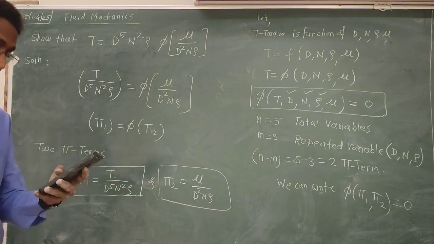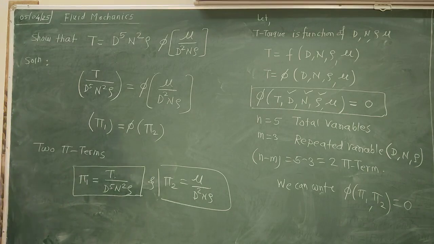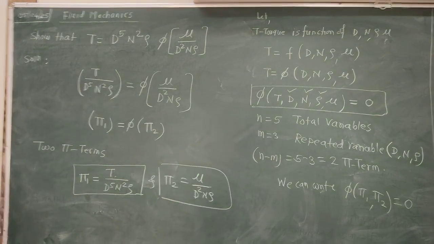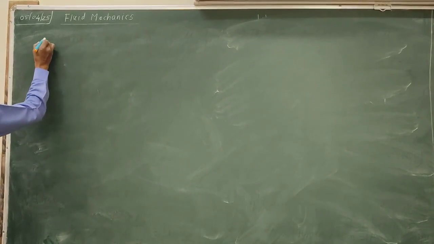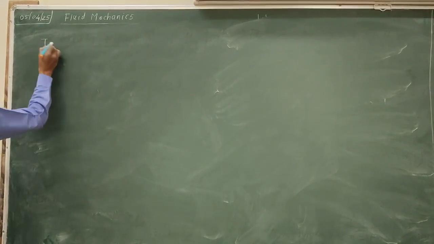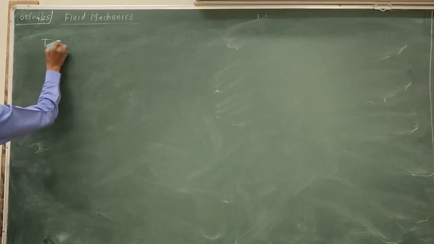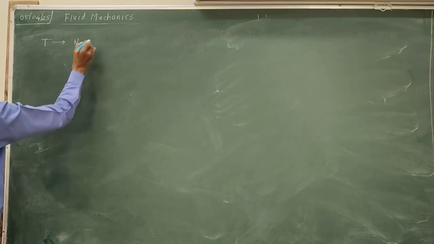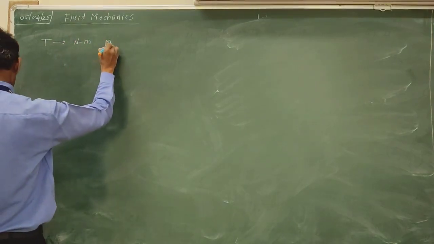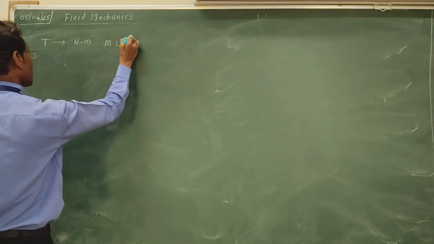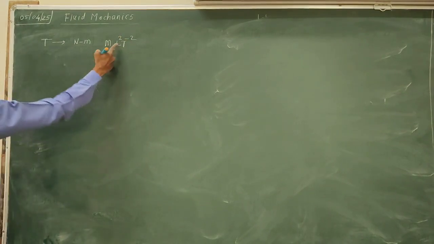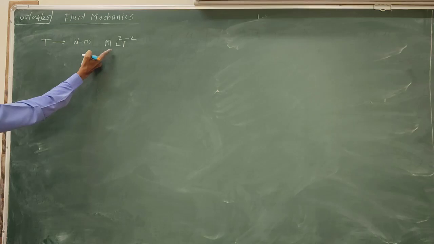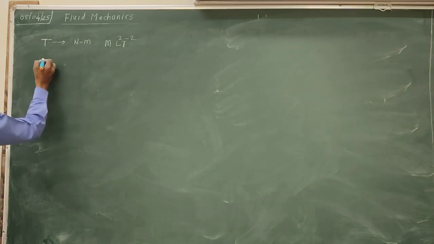Now how to write pi terms? Before writing the pi terms, we will need the MLT form of all the variables. So let us enlist the MLT form. For torque T, we have already seen torque. Torque means Newton meter. The form we have derived is M L squared T raised to minus 2. Already we have done this, so you should know this torque.